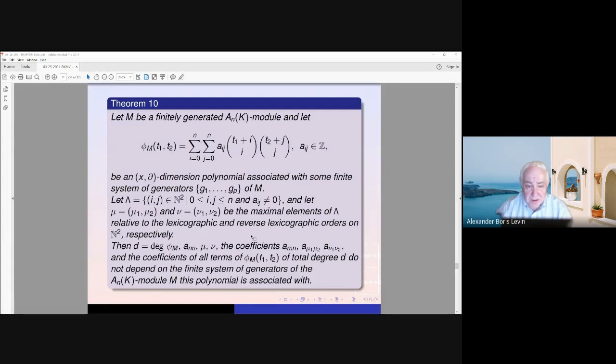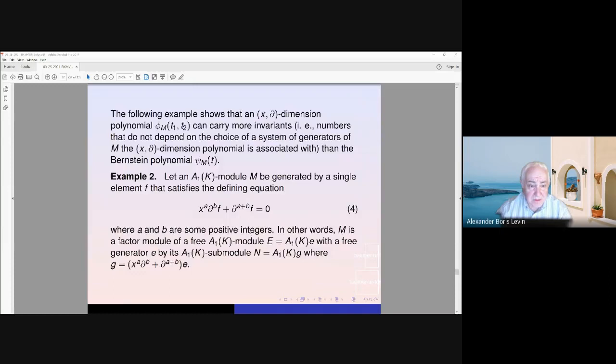And let's illustrate this with final examples. So here you have a module generated by one generator f with this defining equation. So it means this is a factor module of the free module by this element.